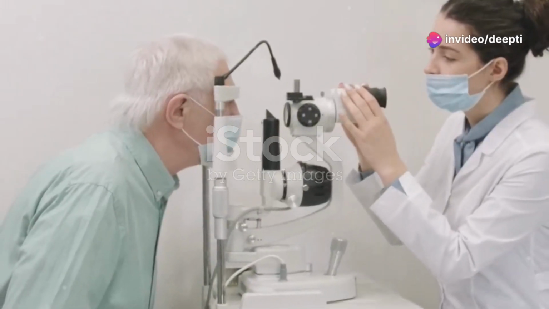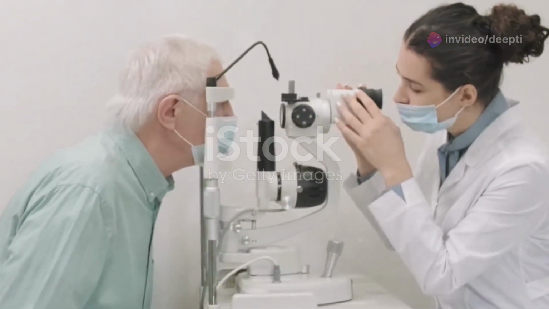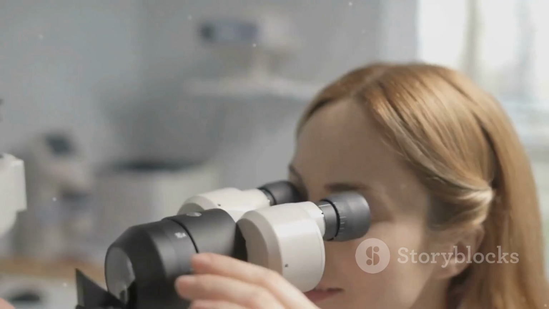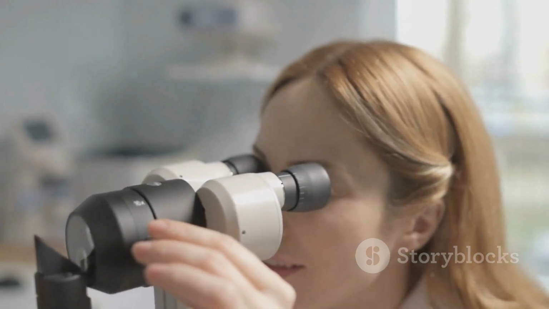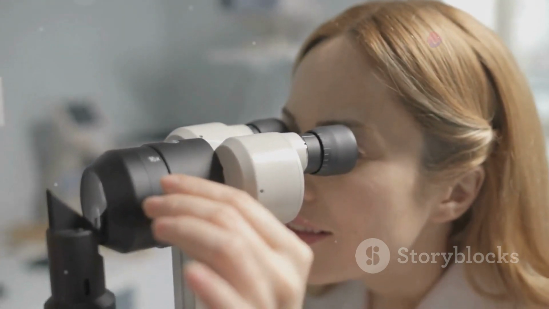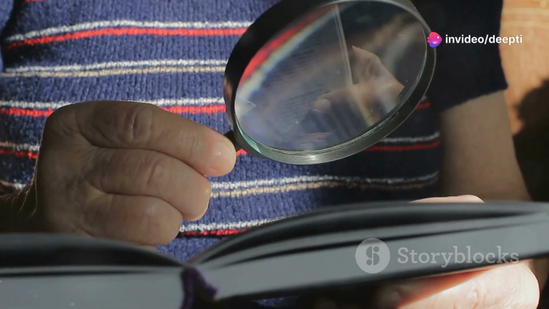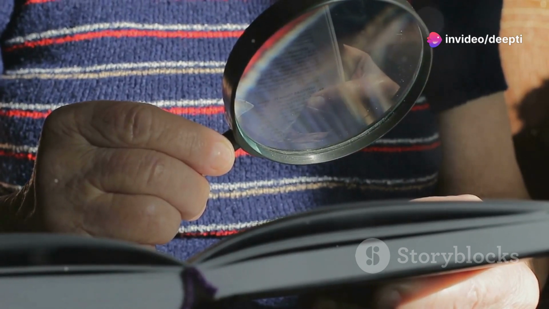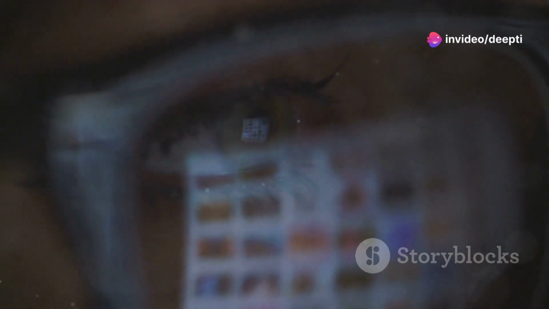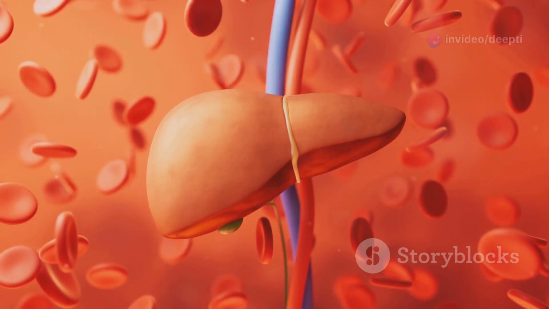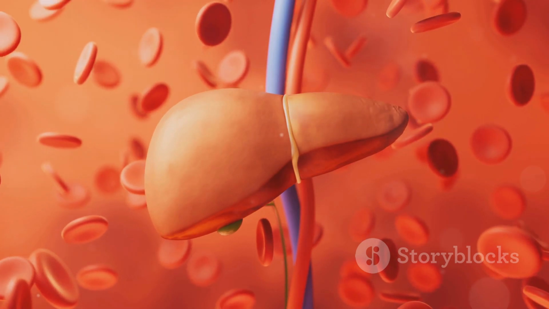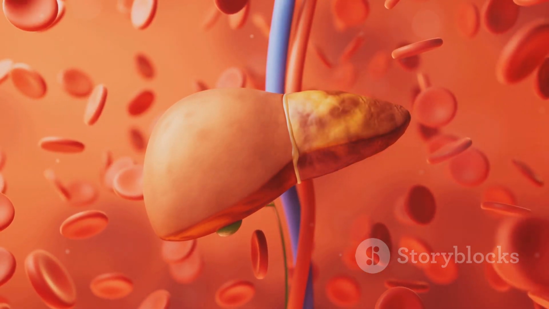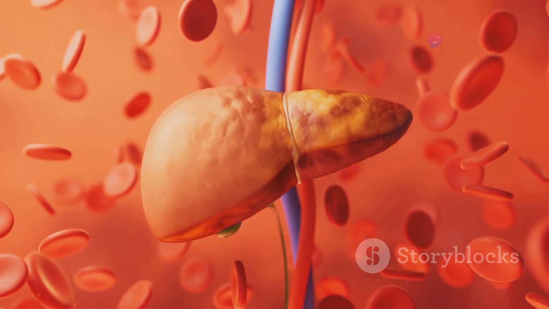Recognizing the symptoms. In the early stages, diabetic retinopathy often doesn't cause noticeable symptoms. This is why regular eye exams are vital, especially for individuals with diabetes. However, as the condition progresses, individuals may experience various vision problems. One common symptom is blurred vision. This blurring can occur if the macula, the central part of the retina responsible for sharp central vision, is affected by fluid leakage or swelling.